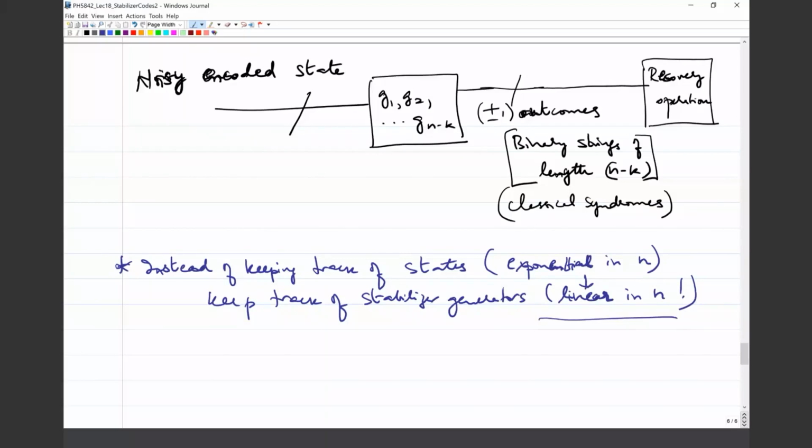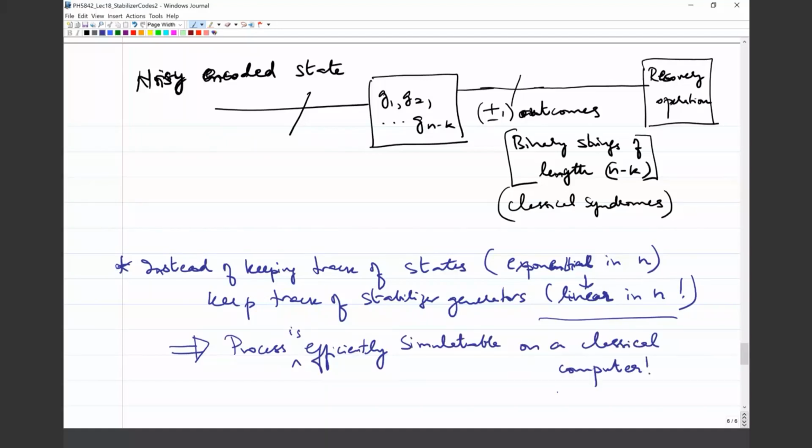What that then gives you is that it makes this whole process efficiently simulatable on a classical computer. So at the very least, now you know that your syndromes are something that are linear in n, right? Well, there are 2 to the n minus k binary strings of length n minus k. No doubt that has an exponential in it, but it's not something that is double exponential in n. Whereas if I were to keep track of states and ask what happened to each individual state, then you're going to be keeping track of something which is 2 to the n over and above the classical syndromes. But now you're only keeping track of something which is linear in n, right? Which means that this entire process becomes efficiently simulatable on a classical computer.